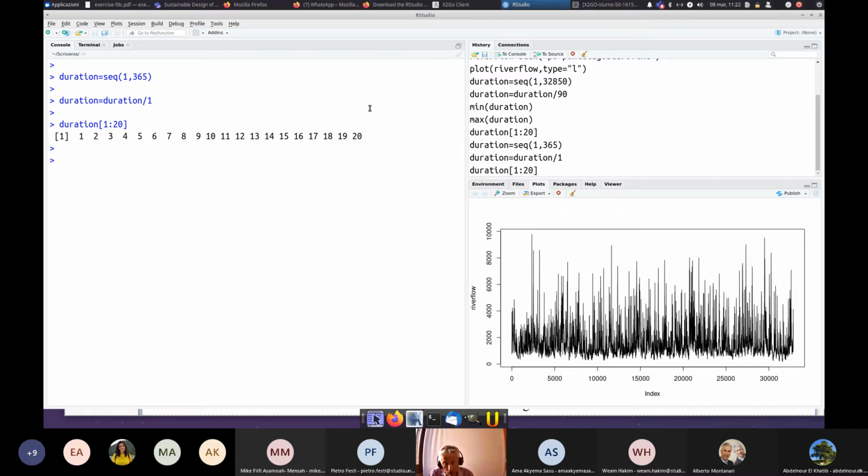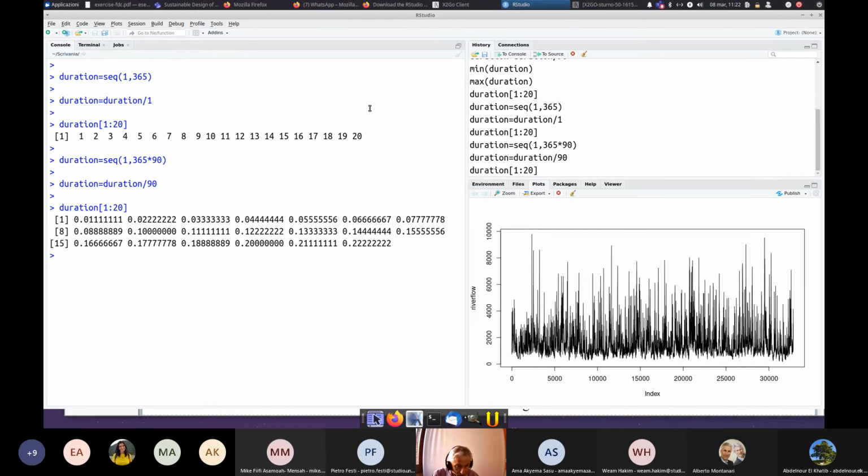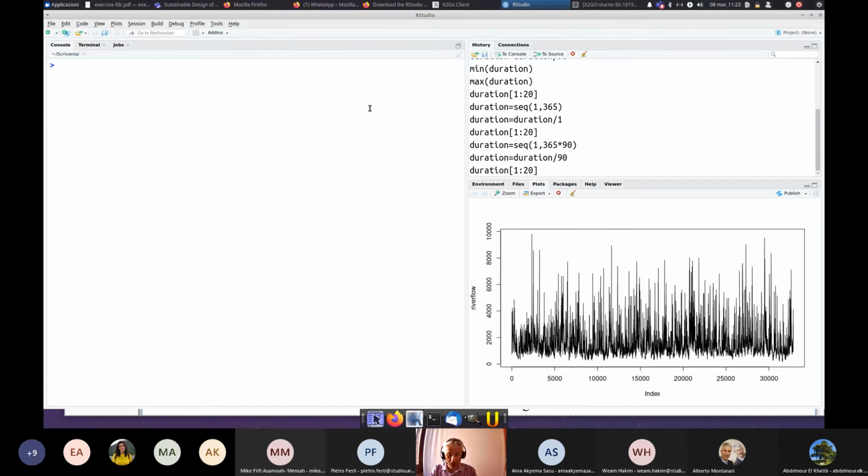Now, let me repeat instead what I have to do, given that I have 90 years. And let me go back with the arrow up, I get the previous instructions. Now, let me write 365 times 90, which is 32,850. Perfect. Now, I make the rescale by dividing by 90. And then you see that the level of detail is much finer. I have more details because I have 90 years. So for increasing length of the observation period, I get an increasing level of detail in my representation. Very good. Now, we can move forward with the computation of the flow duration curve.